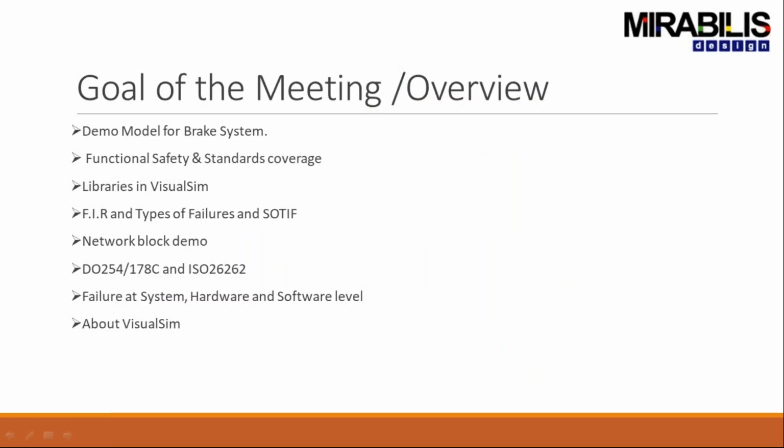So the purpose of this webinar is to showcase the research done at Mirabilis Design on automotive avionics, particularly ISO, and then present the solution in terms of injecting failures in the model or rectifying the failures once identified. So today we are going to discuss the brake model. We'll discuss the functional safety and the standards, the types of failure, and we'll discuss some demo models on the same.